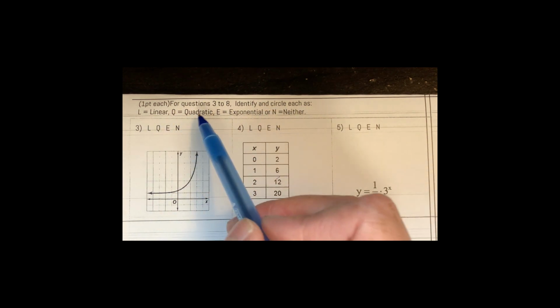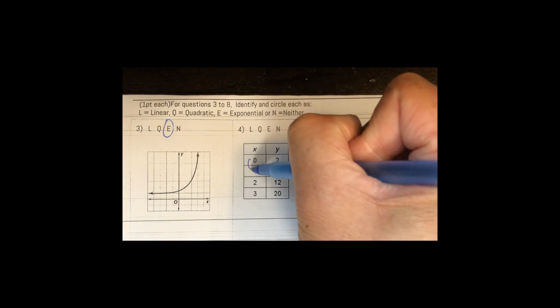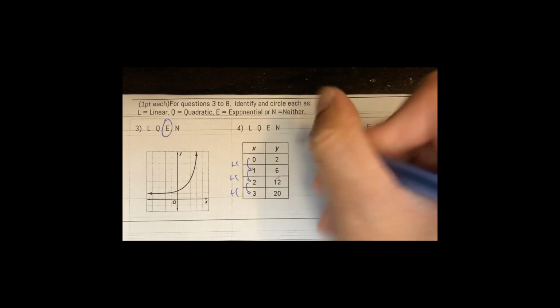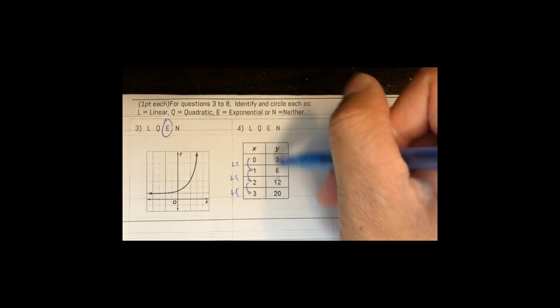For questions 3 to 8, identify and circle as linear, quadratic, exponential, or neither. Smooth curve increases quickly. That would be exponential. Table of values here. I'm going to make sure the left side is counting by 1. Super important. Plus 1, plus 1. And then on this side, I've got to figure out if they are adding or multiplying. So here, this would be a plus 4, plus 6, plus 8.